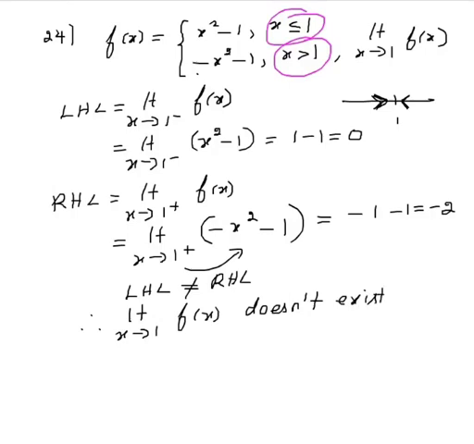So LHL and RHL are not equal means there is a gap in the graph of this function f of x at x is equal to 1.